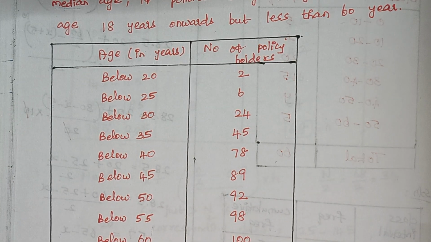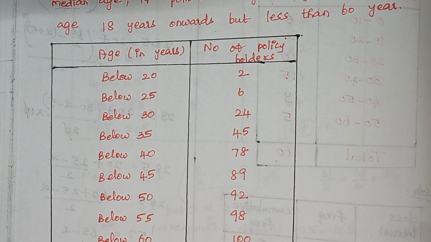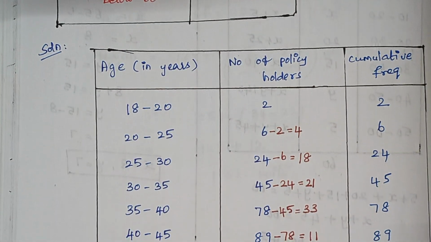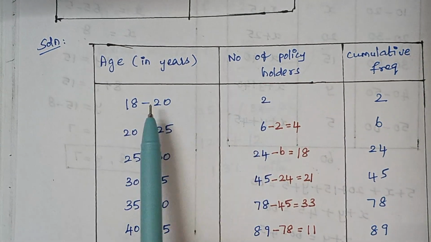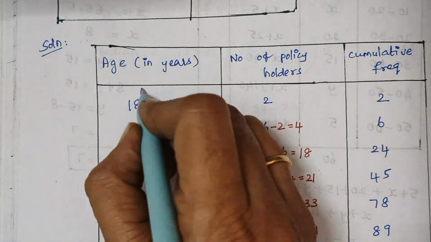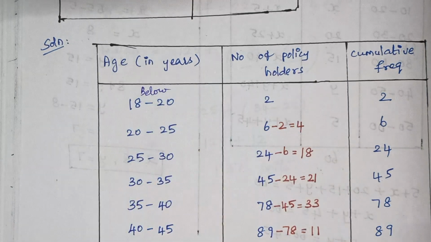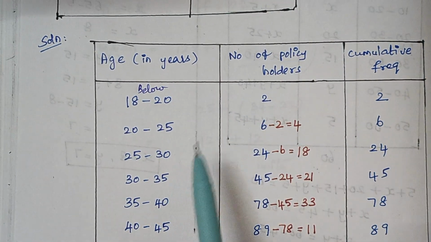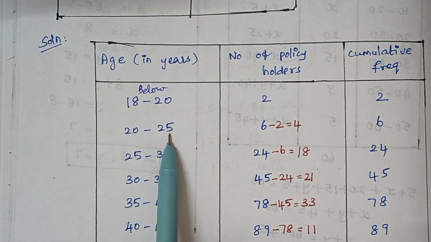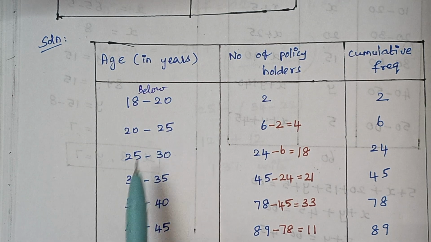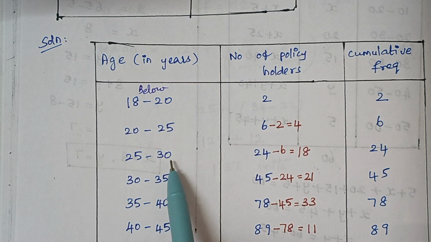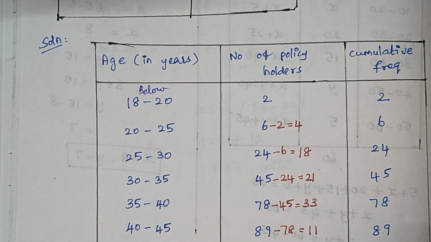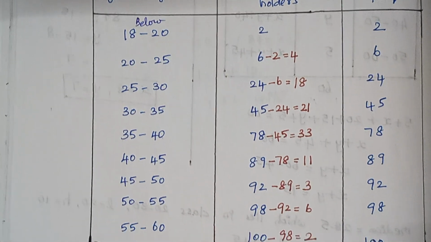As a first step, we are going to frame the intervals. The first thing is below 20, so 18 to 20, or you can simply write it as below 20. The next range is below 25, so here it is 20 to 25. The next is below 30, therefore 25 to 30. And again the same thing: 30 to 35, 35 to 40, and it goes on till 60.